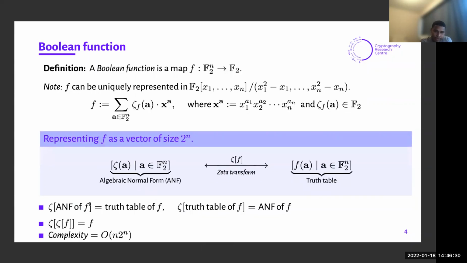So as I said, whenever you have a function and you apply the zeta transform to the algebraic normal form, you get the truth table. And if you input the truth table of a Boolean function, you get the algebraic normal form. It's very important to remember for the purpose of this talk that the complexity of this transformation is of the order of n times 2 to the n, where n here is the number of variables.